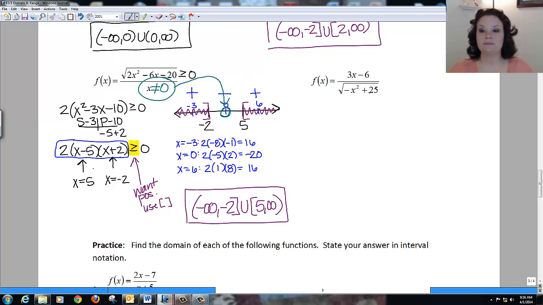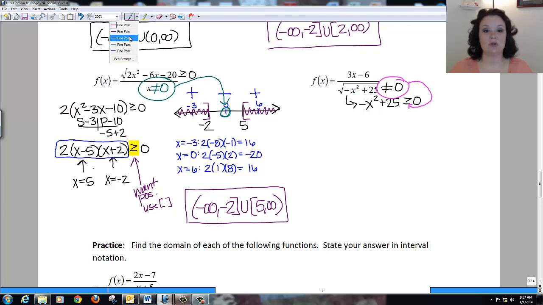So on this one, I look for, do I have a denominator, do I have an even root? In this case, I have both, and they happen to be in the same spot, right? I have an even root in the denominator. So normally, I would say my denominator cannot equal 0, right? And then because I have an even root, I would say -x squared plus 25 has to be greater than or equal to 0. However, since I just said it cannot equal 0 because it's in the denominator, I'm going to go ahead and get rid of that equal to bar, okay?